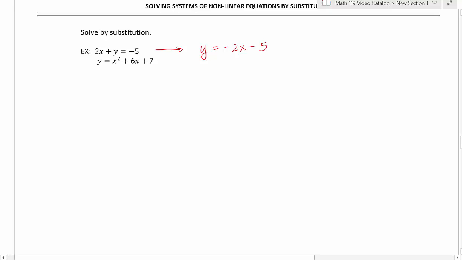Now we're going to take this expression that we came up with and substitute it in the other equation for y. That's going to give us the equation -2x minus 5 equals x squared plus 6x plus 7, and we want to solve for our other variable, which is x. I notice this is quadratic, so I'm going to set it equal to 0. I'm going to move everything to the right so my leading coefficient stays positive.